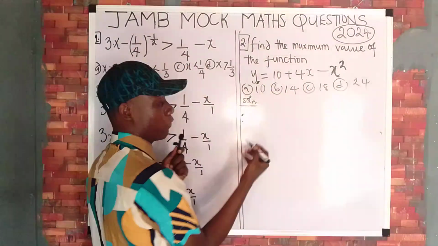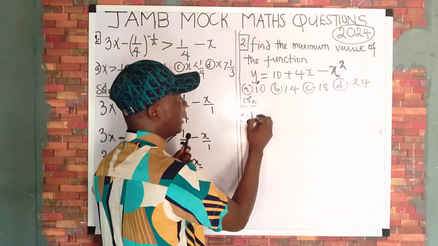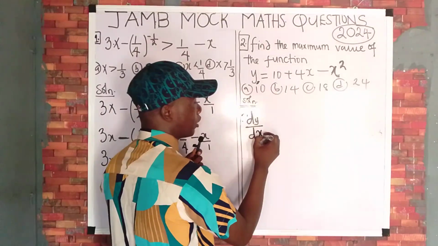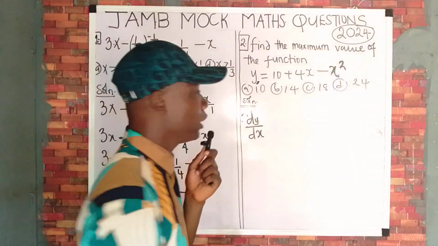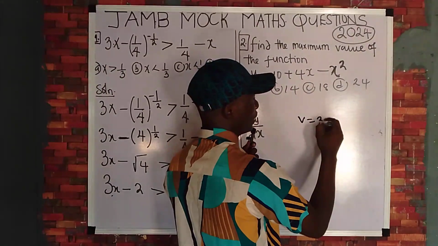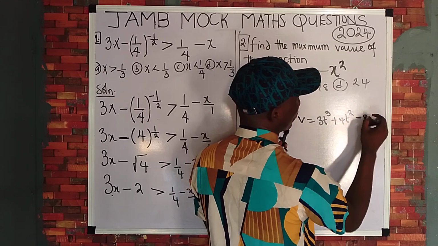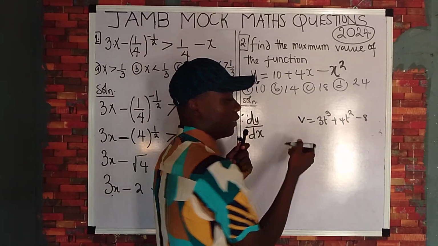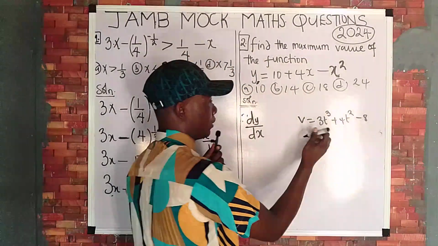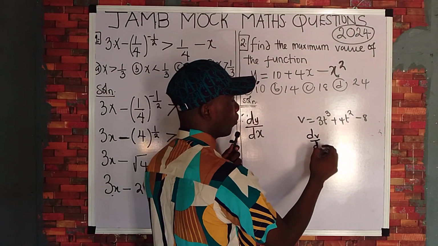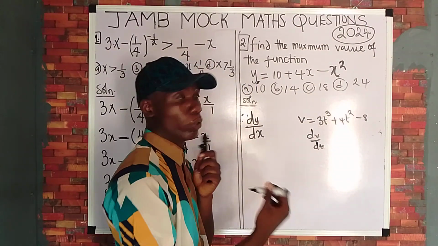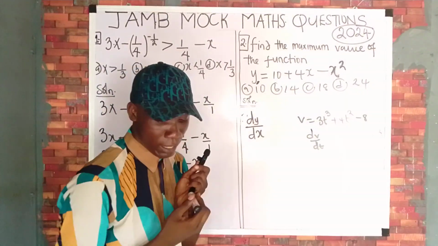So we can call the differential value dy over dx. Please take your pen and take note of that. If you have v equals 3t cubed plus 4t squared minus 8, it means the differential value of v and t will be called dv over dt. So it will not be wrong for us. So this is dy over dx.